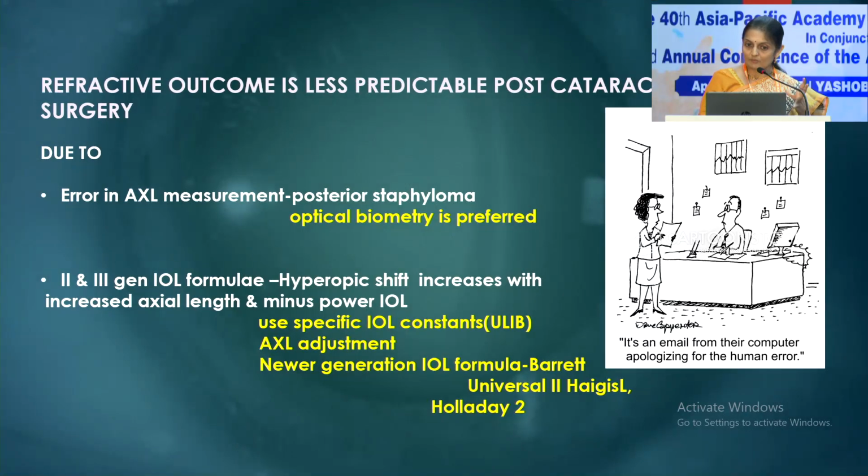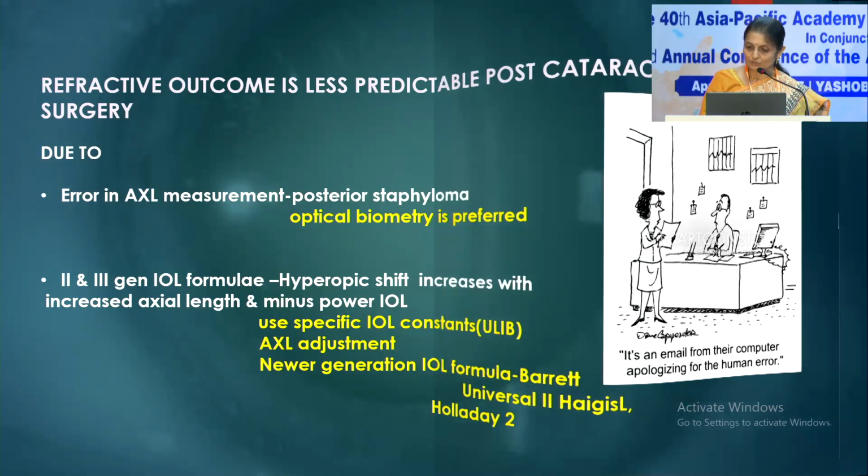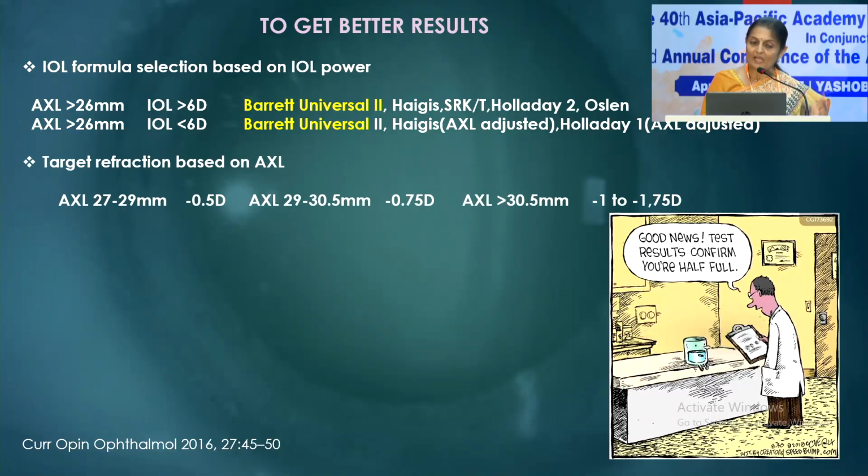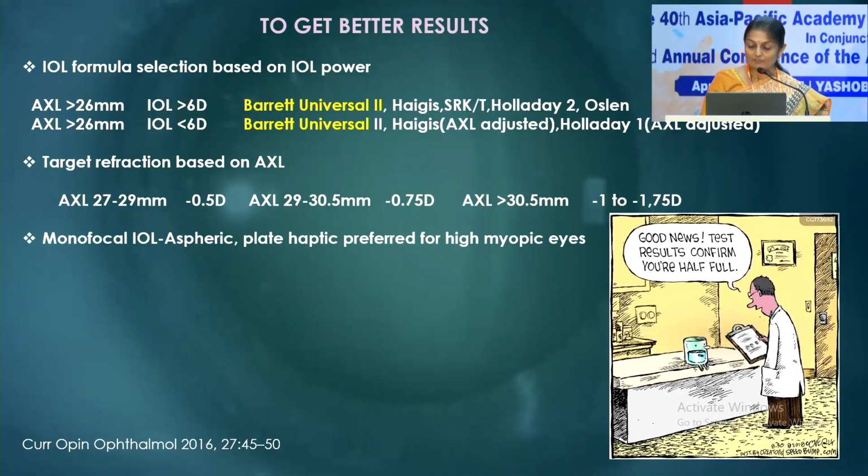However we do, the refractive outcome is always less predictable because of error in the axial length measurement because of posterior staphyloma. We can overcome this to an extent by doing optical biometry, or you can use newer generation formula, mainly the Barrett's Universal 2. So Barrett's Universal 2 can be the best formula both for axial length lesser and greater than 26 mm, and have a target refraction from -0.5 diopters to -1.575 diopters.